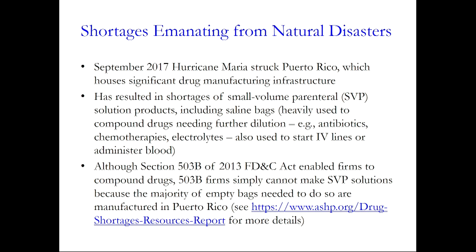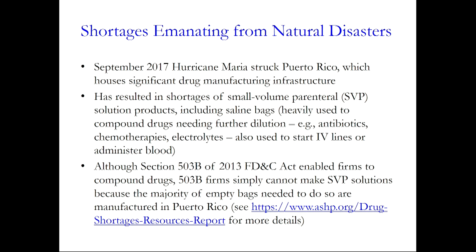Let me shift very briefly to natural disasters. As was alluded to, we had a hurricane a little more than a year ago. We may have another one in the next few days, Hurricane Gordon. And that hurricane which hit Puerto Rico decimated a lot of the drug manufacturing infrastructure. Particularly, it resulted in shortages of small volume parenteral solution products like saline bags, which are very, very common in hospitals, used to start IV lines, administer blood, often used for diluting other liquids.